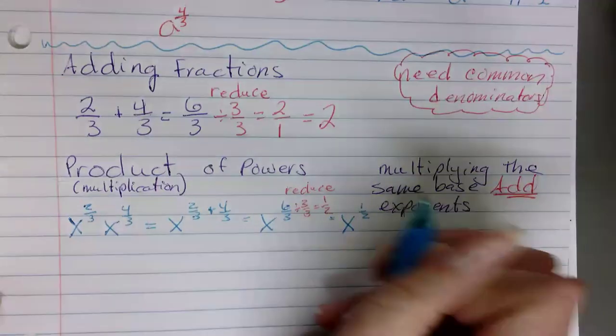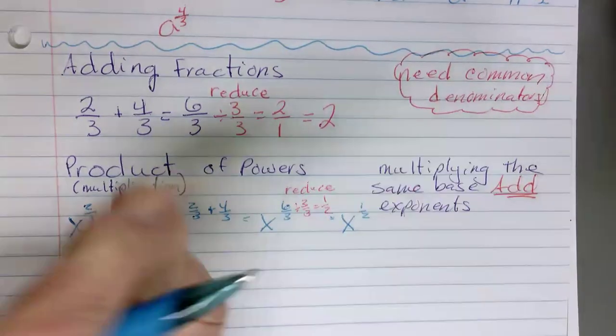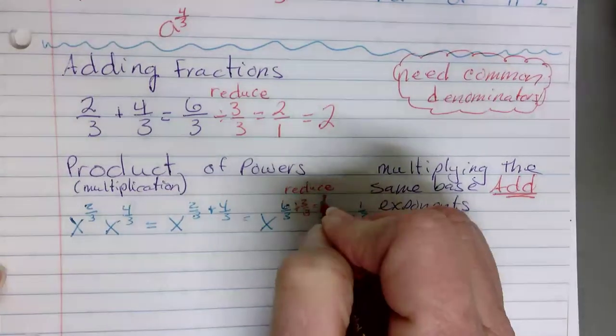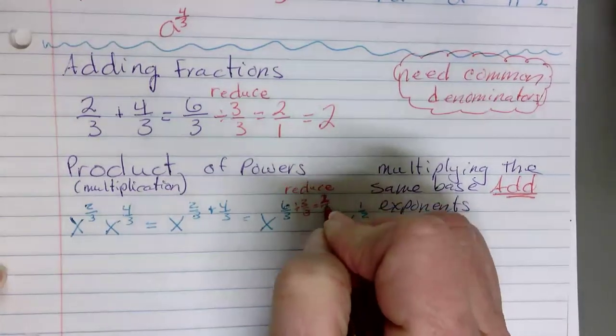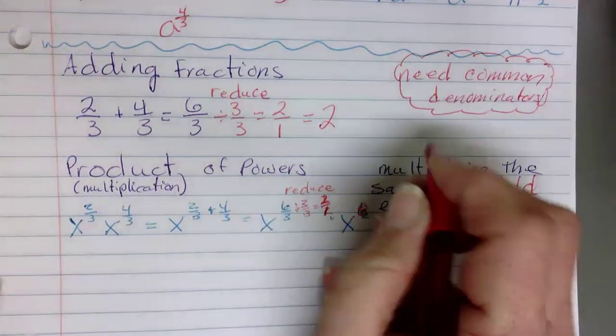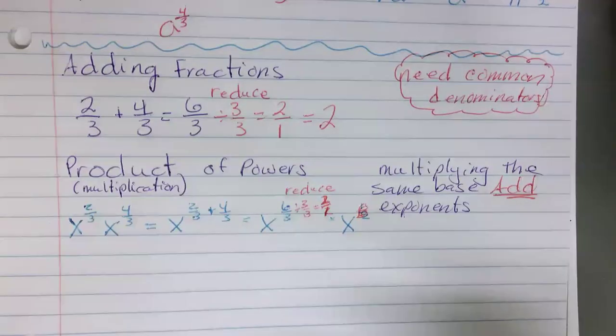My bad. Oh, I hate when I make mistakes. All right. Sorry, going too fast. 6 divided by 3 is 2 over 1, which gives us x squared. Oof, this is ugly. I wish I could edit.